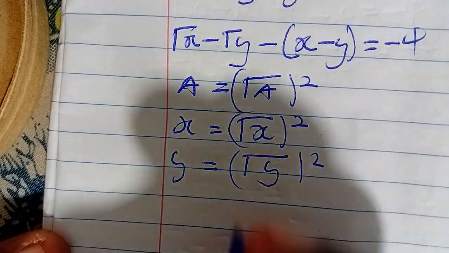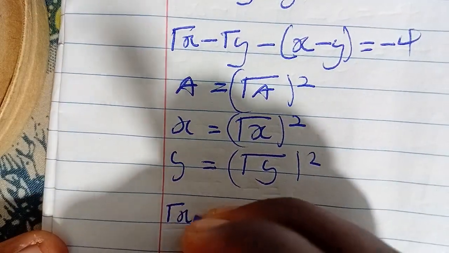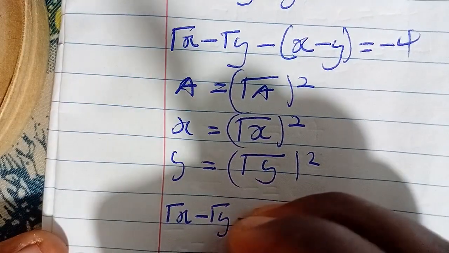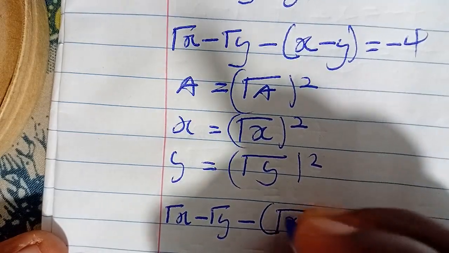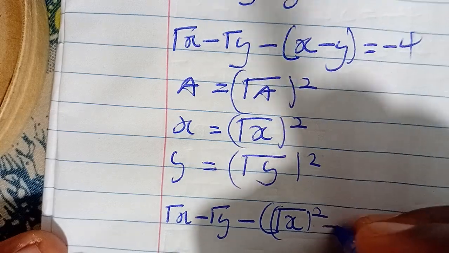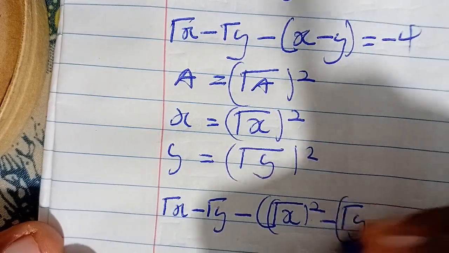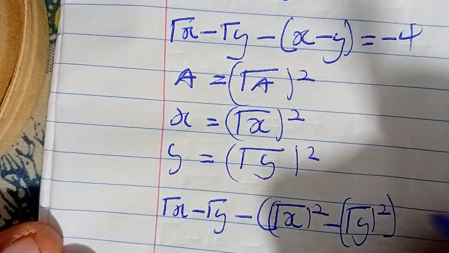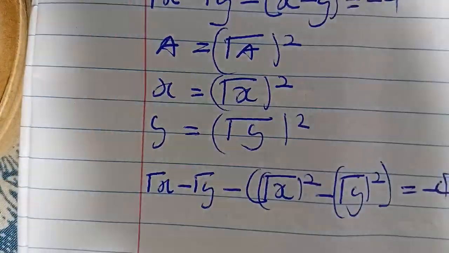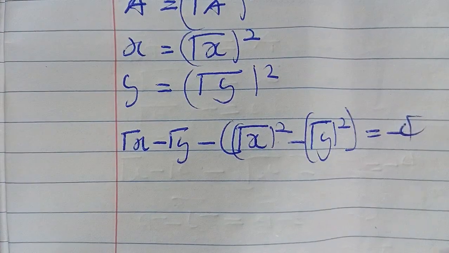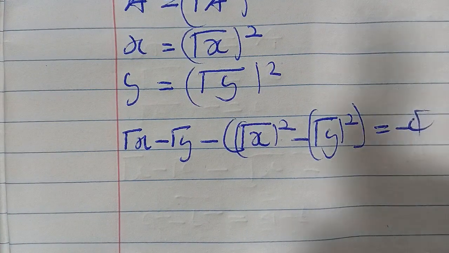So you're going to have root x minus root y minus, so in place of x you have root x all squared, in place of y you have root y all squared, is equal to minus 4.